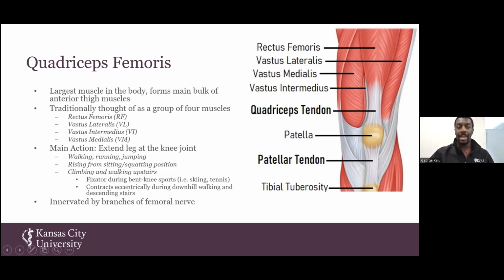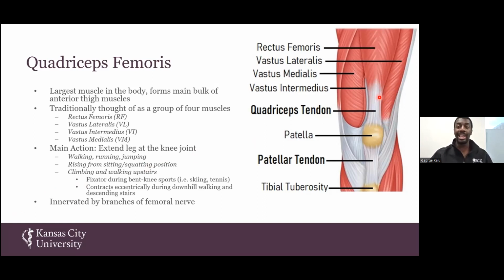So the 4 muscles that make up the quadriceps femoris are the rectus femoris, which we see overlying the next 3. So we have rectus femoris on top, then we have vastus lateralis on the lateral side, vastus medialis on the medial side, and vastus intermedius in between those 2. So those 4 make up the quadriceps femoris. And the main action of the quadriceps is to extend your leg at the knee joint.